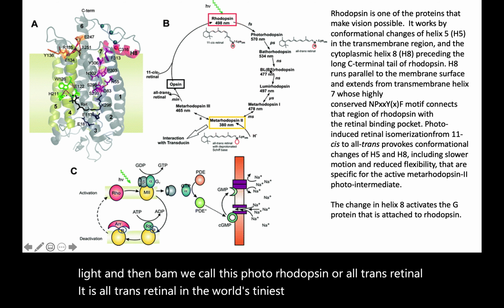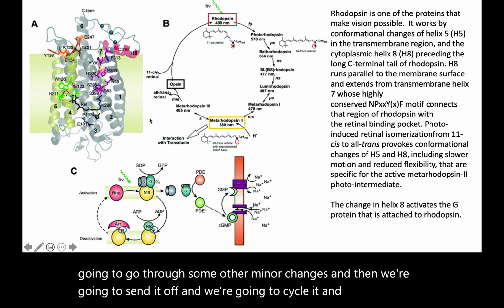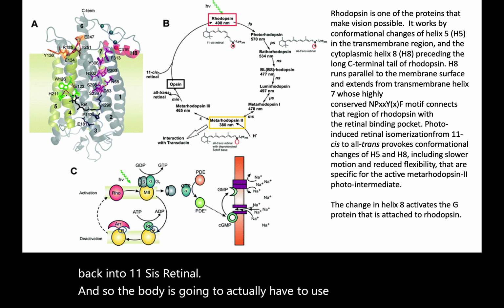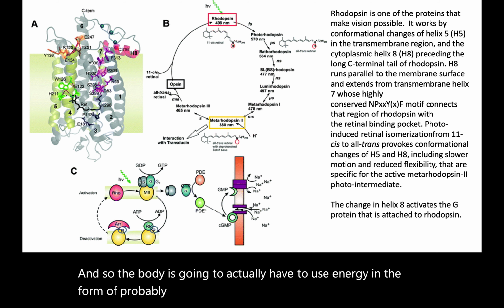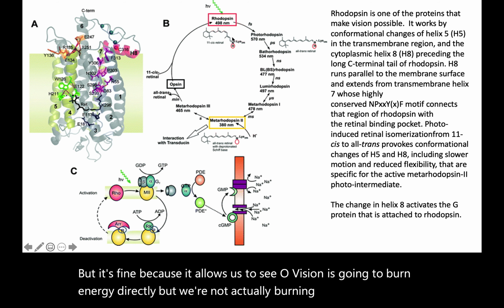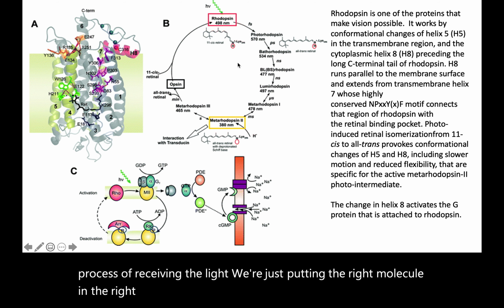And then it's going to go through some other minor changes. And then we're going to send it off, and we're going to recycle it and turn it back into 11 cis retinal. And so the body's going to actually have to use energy in the form of probably ATP or something like that to reset this molecule. But it's fine because it allows us to see. So vision is going to burn energy directly, but we're not actually burning energy in the process of receiving the light. We're just putting the right molecule in the right position to succeed. Isn't that nice?